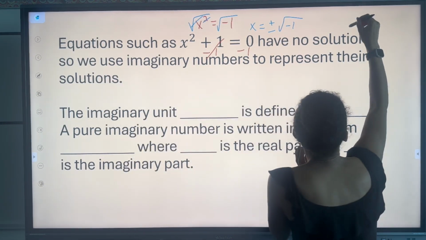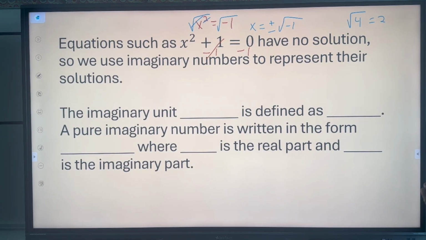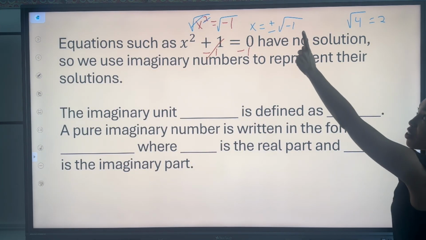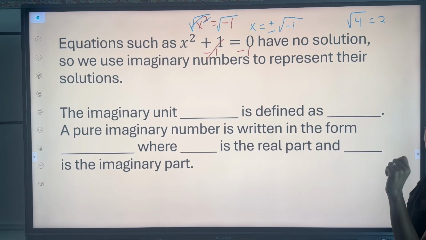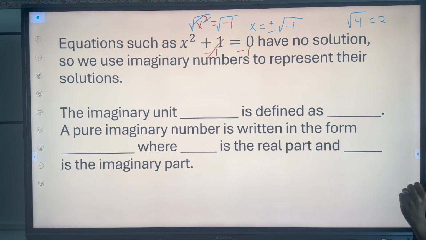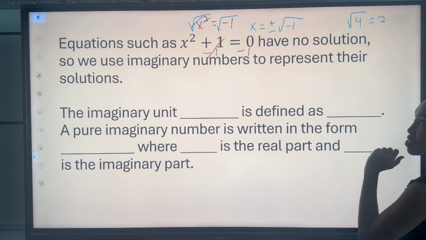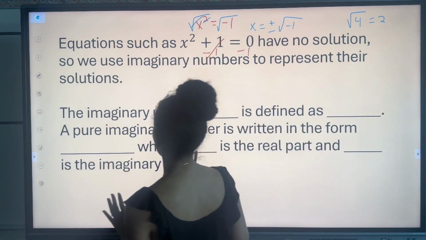So let's just consider something we know. The square root of 4 is 2 because 2 times 2 is 4. However, there is no number that we can think of that would give us -1. 1 times 1 is +1, not -1. And -1 times -1 is a +1, not a -1. So that's where the imaginary numbers come in.